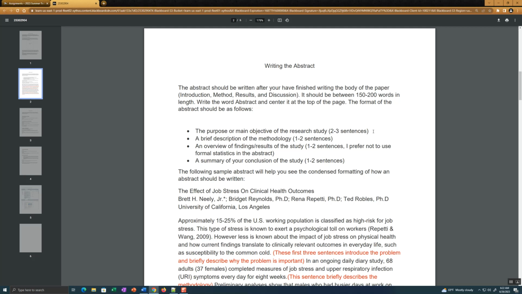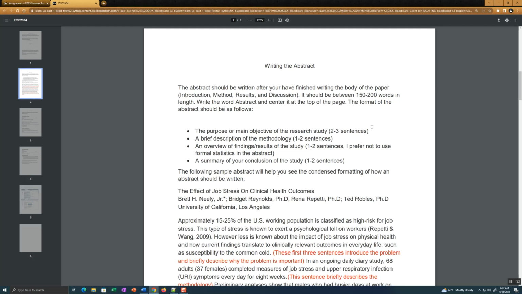Right? You don't have to list all the hypotheses and say this hypothesis. No, you want 1 to 2 sentences focusing on the significant results of the study without using formal statistics in the abstract. And then finally, 1 to 2 sentences, the conclusion of the study. So you see 2 to 3 for the introduction part, 1 to 2 for the method, 1 to 2 for the results, 1 to 2 for the discussion/conclusion. That will give you 150 words.